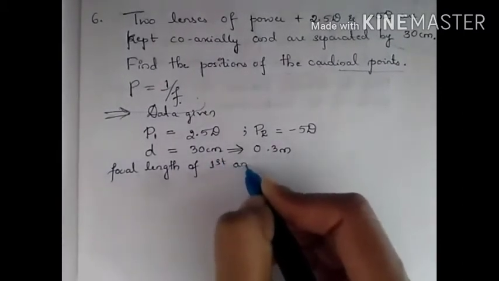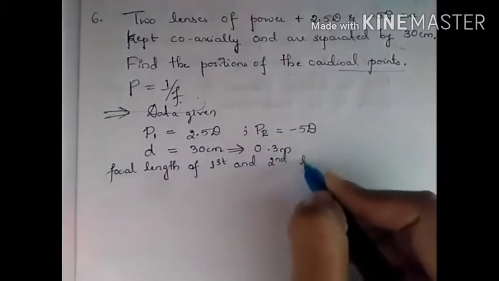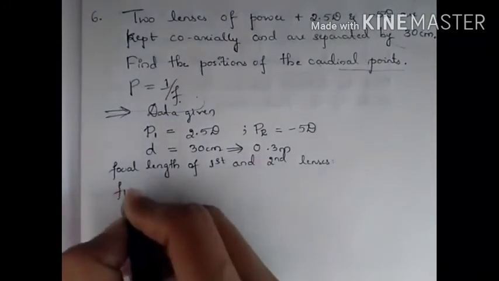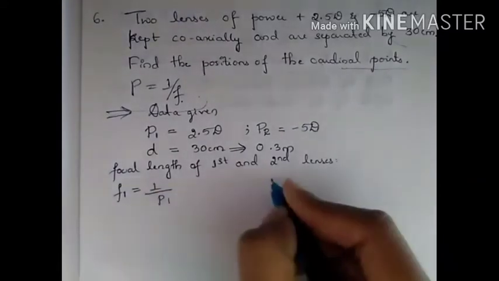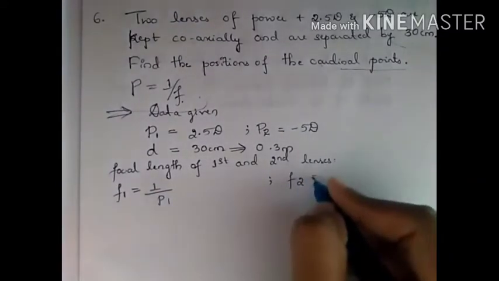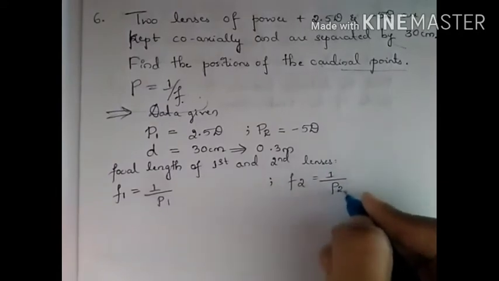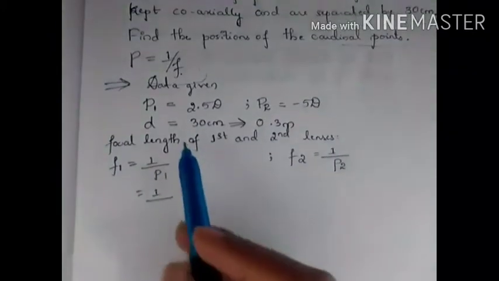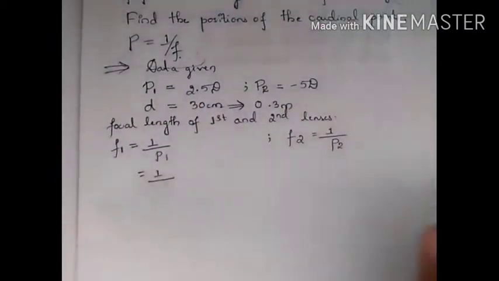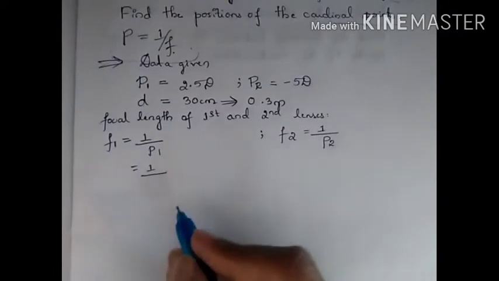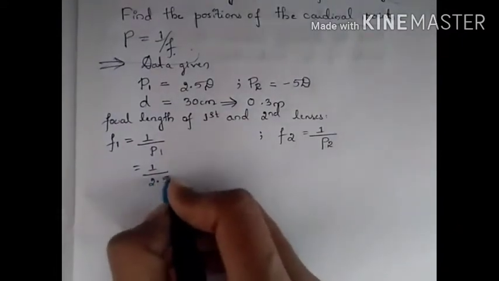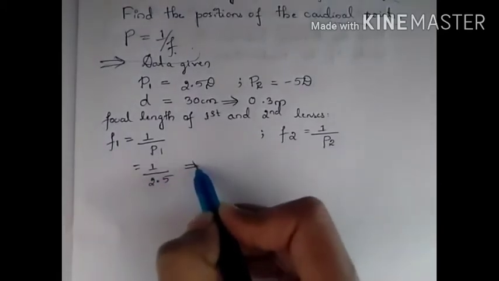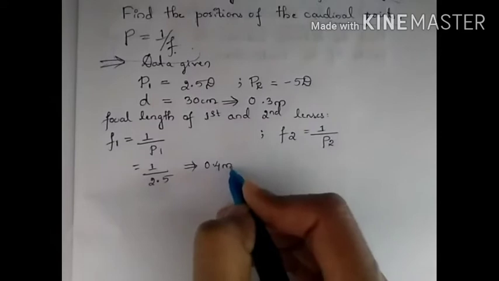To do this, we write f1 is equal to 1 by P1 and f2 is equal to 1 by P2. So 1 divided by P1, and what is the value of P1? P1 is 2.5 D. If you divide 1 by 2.5, the value will be 0.4 meters.